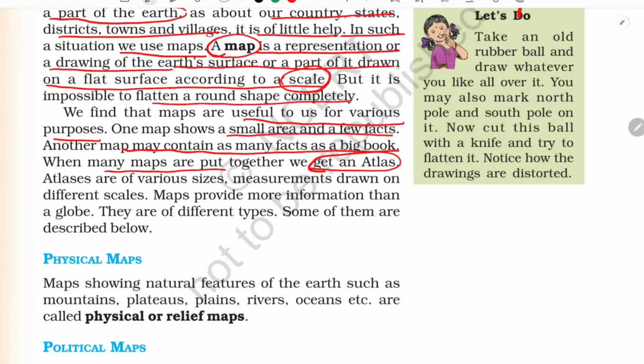See, I hope you used to go through the atlas. In an atlas, what will you find? You will find maps of different types, isn't it? Different types of maps are there, and whose maps? About the countries, about continents, about the whole of the earth. You will find the maps in an atlas.